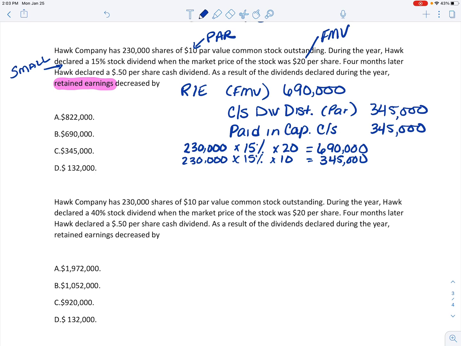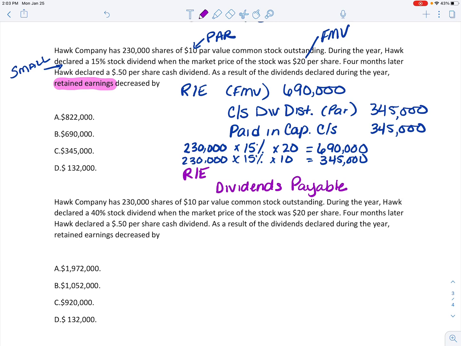The second piece is looking at that cash dividend. Again, we're looking at the declaration piece of that. And we need to debit our retained earnings. Let's put this in a different color so it stands out a little bit more. Debit our retained earnings. We're going to credit our dividends payable for that second cash dividend.